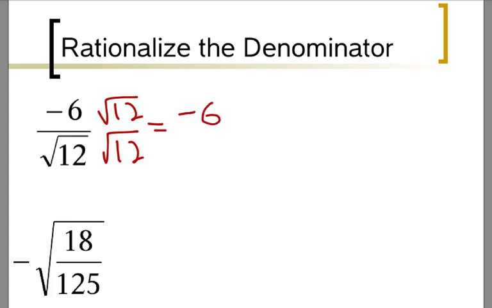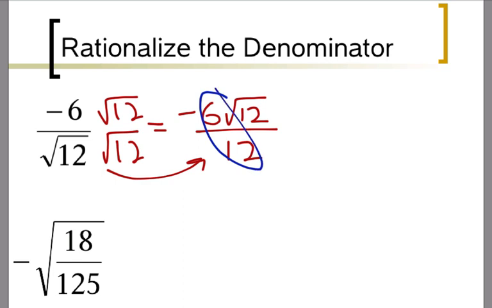Negative 6, square root of 12 on top, and on the bottom this should just turn into a 12. Then to finish, I should just reduce these. 6 and 12 should reduce by 6 to be 1/2. So it's negative square root of 12 over 2.